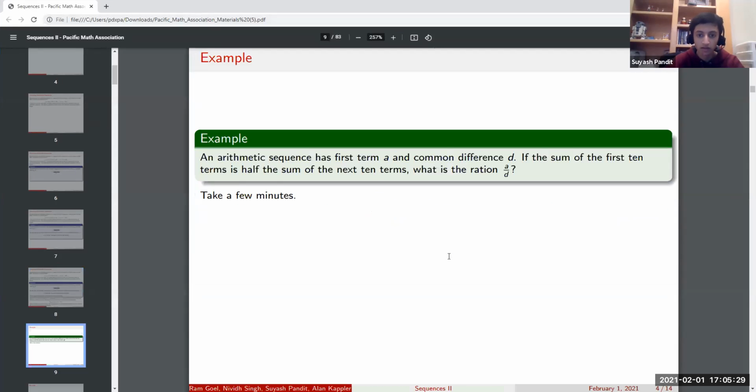An arithmetic sequence has first term A and common difference D. If the sum of the first 10 terms is half the sum of the next 10 terms, what is the ratio A to D? Sorry for the typo there. Take a few minutes. Think about this.